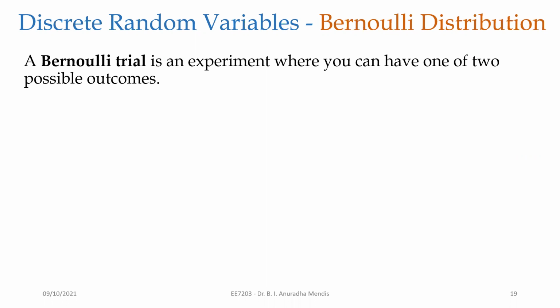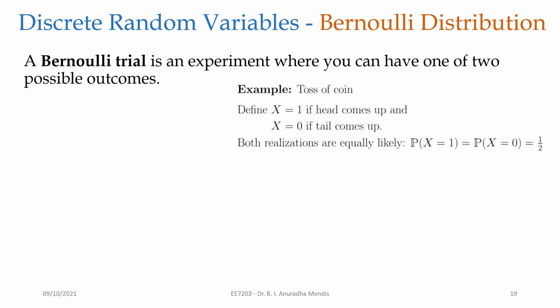This is an experiment where you can have one of two possible outcomes. If you do some experiment and you can have only two outcomes, for example, when you toss a coin, you have either tail or head. That is two outcomes of one experiment. That kind of trial we call a Bernoulli trial. So, for example, tossing a coin. If we come up with head, then we call x equal 1. Otherwise, tail, it is x equal 0. So x is the random variable.